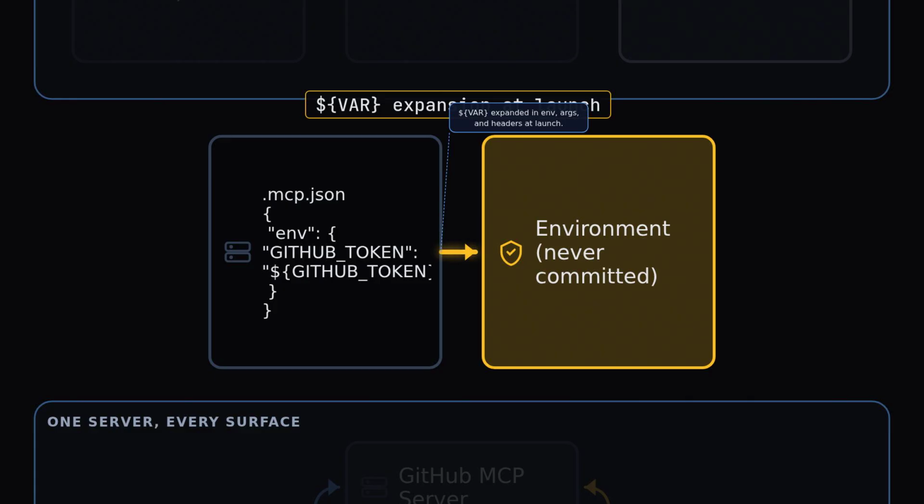Secrets. Your MCP config, .mcp.json or equivalent, references tokens by name, never by value. ${GITHUB_TOKEN}. The client expands those variables in env, args, and headers at launch time, pulling the real value from your environment. The file you commit is safe. The secret stays in your shell.